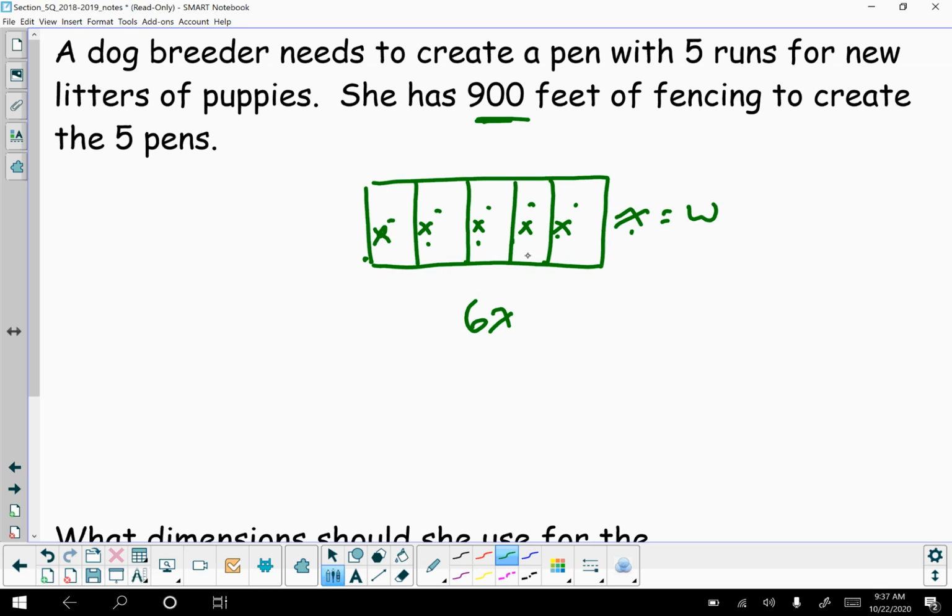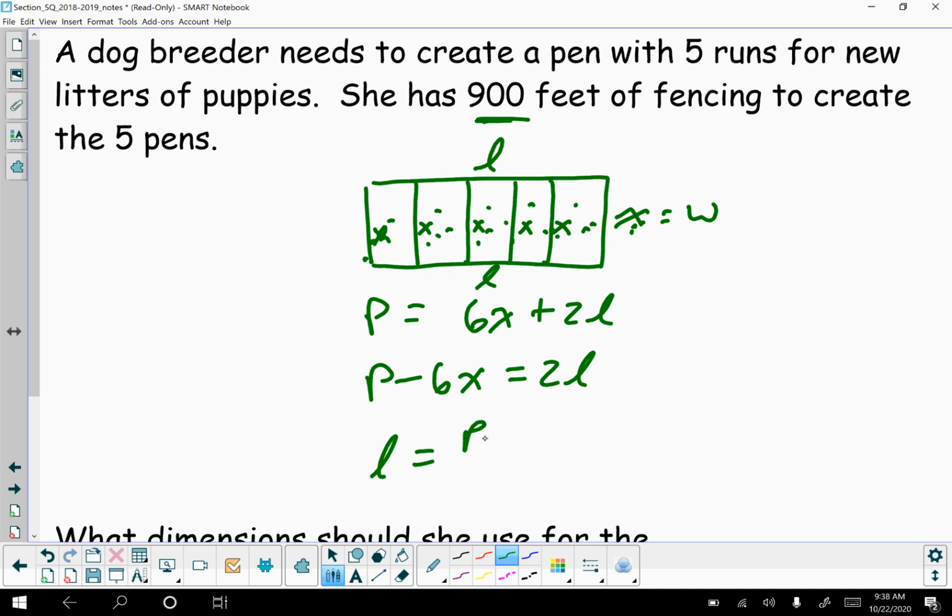And then we know that our length, if all those are that, and then we have a length of a certain amount, and we have a length on top and bottom. So my perimeter is going to be 6x because I have 6 of these, and I have 2 L's. And so we can start solving this. I want to figure out what the length is in terms of x. So I'm going to subtract 6x from both sides, and then divide everything by 2. So the length is equal to p minus 6x divided by 2.